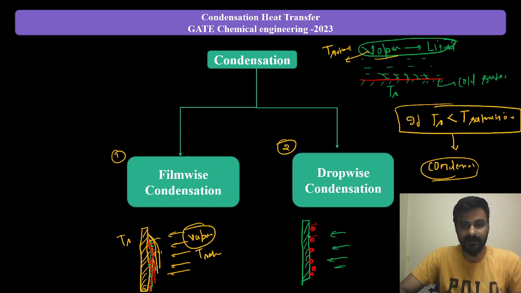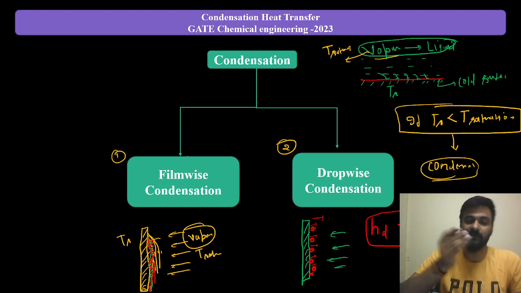So there is extra surface area. You will always see there is extra surface available for the condensation of vapor into liquid in drop-wise condensation, but in film-wise condensation you won't see free area for condensation of the vapor on this surface. Generally, the heat transfer coefficient for drop-wise condensation is 4 to 5 times the heat transfer coefficient for film-wise condensation. It means the rate of heat transfer will be more in drop-wise condensation compared to film-wise condensation.